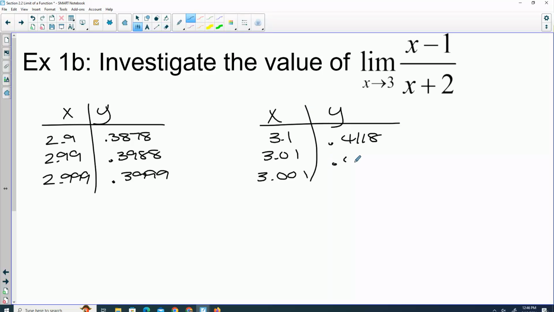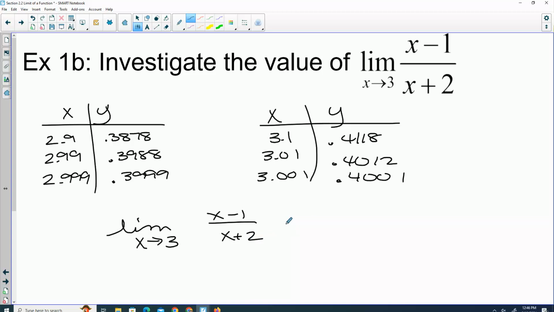Carson, I thought you said you were going to check his work every time. What'd you get? 0.4001. Okay, I don't know how it changed, probably a parenthesis. This one looks like it would be 0.4. So what does this approach? I'll take it, 0.4.